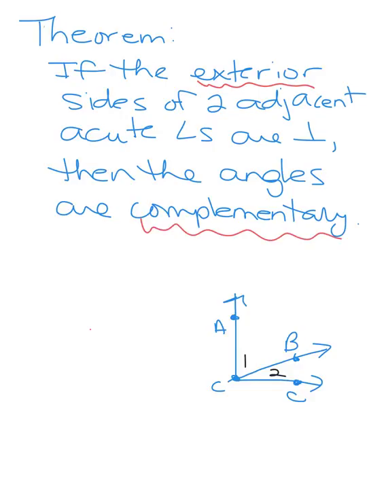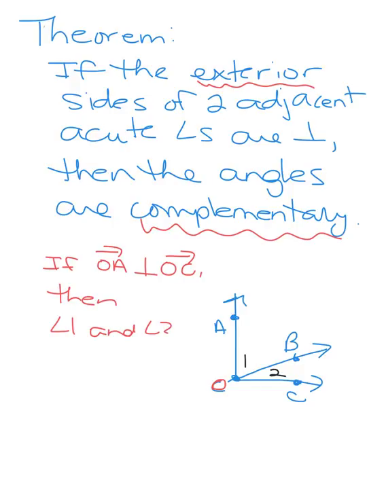So if we use the diagram below, for instance, if I say ray OA is perpendicular to ray OC. Now again, OA and OC are the exterior rays, on the outside of two adjacent acute angles. If I tell you they're perpendicular, then I can tell you that angle 1 and angle 2 are complementary angles. Obviously perpendicular is part of it, but our focus on this theorem is the word complementary, that when I add the two together, they're going to be complementary.